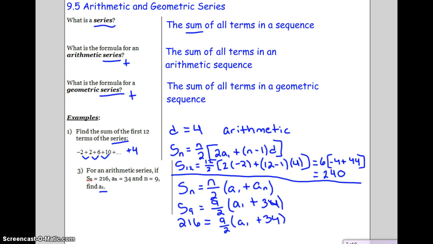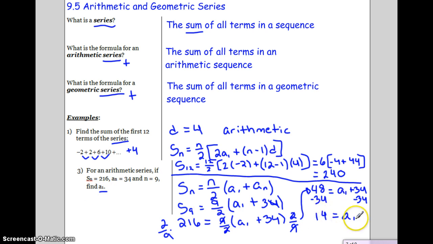In order to do that, I am going to get rid of this 9 over 2. So I'm going to multiply by 2 over 9, the reciprocal. So this will cancel out. All I have left is a sub 1 plus 34. And then what I'll have on the other side is 2 times 216 divided by 9. So that will be 48. And then subtract 34. Okay? So all I'm doing is isolating a sub 1, which is the first term that I'm trying to find, because that's what the question asked me to do. So that gives me 14.